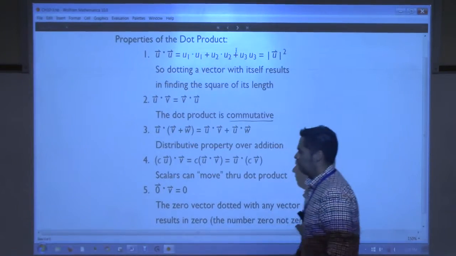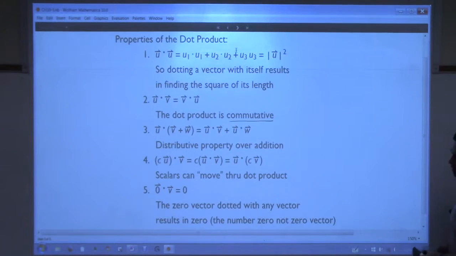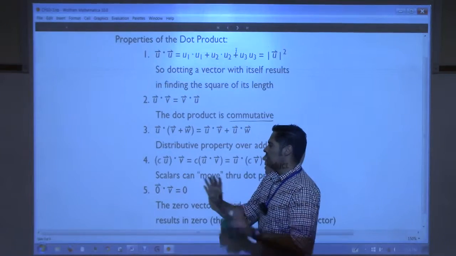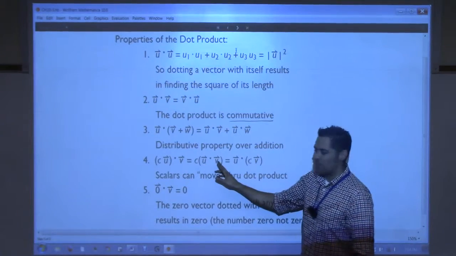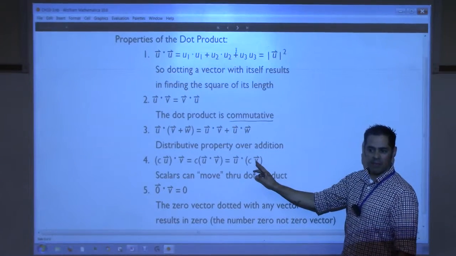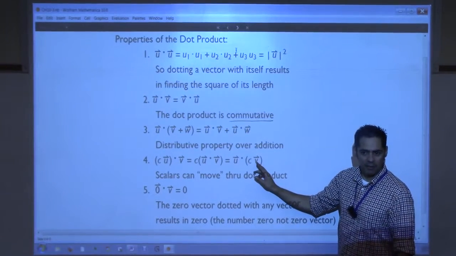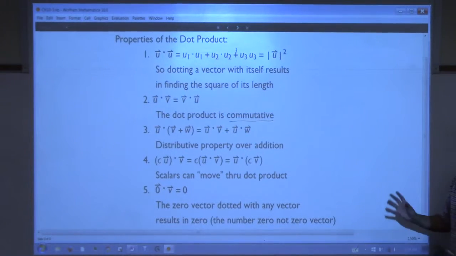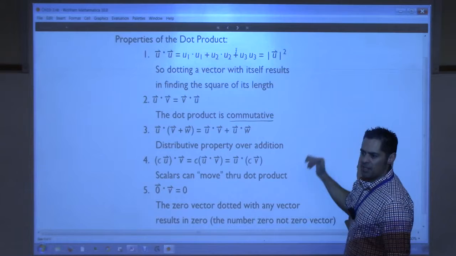If you scale a vector and then dot it with some other vector, you don't have to worry about the scalar. You can dot the two vectors first, then scale it. You can even move the scalar to the other vector. It all doesn't matter. So the dot product is very well behaved. It lets you follow a lot of the rules that you had with standard numbers.